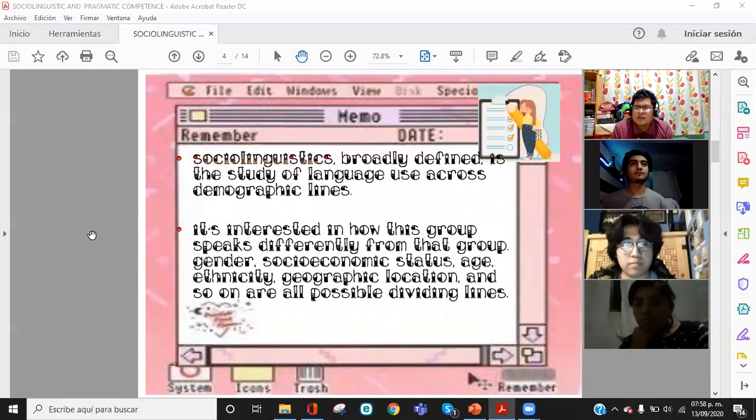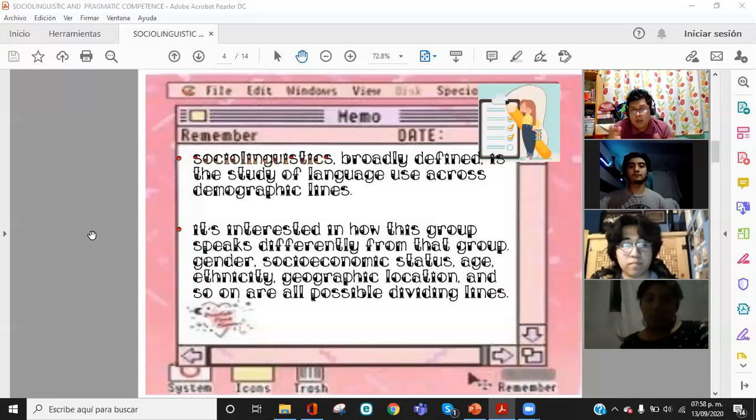And well, just a comment on this. Labov conducted a study in New York, and well, he noticed this because the people who are poor talk differently from those people who are rich. Okay, and for example, the sound of the letter R.